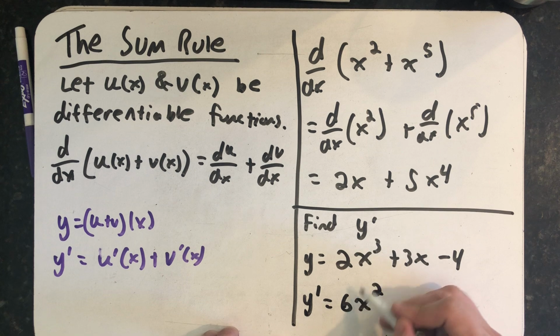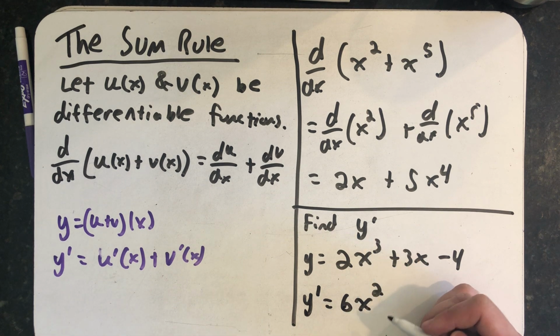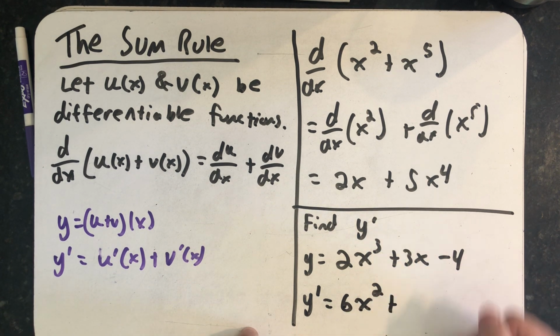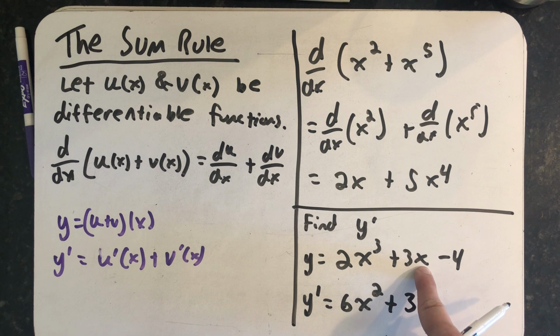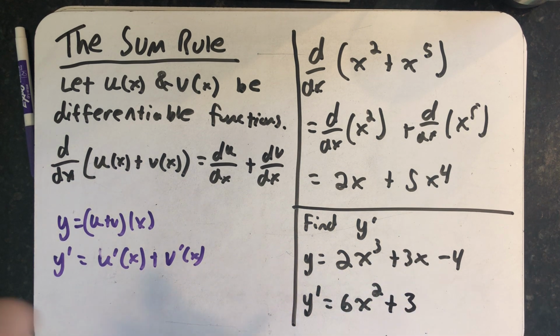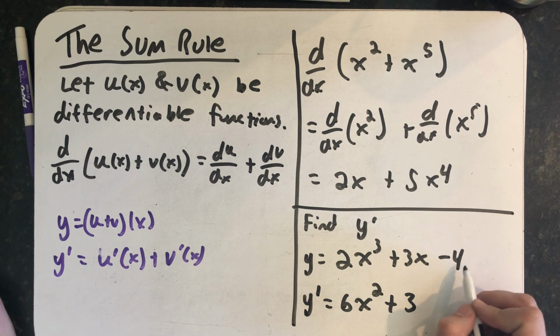So 3 times 2 is 6. Take the exponent down by 1. Plus, the derivative of 3x is 3. I have two different ways of thinking about that. This is a linear function, so its derivative is its slope. I never want to forget that. But I could also use the power rule: 1 times 3 is 3 times x to the 0, and x to the 0 is 1.